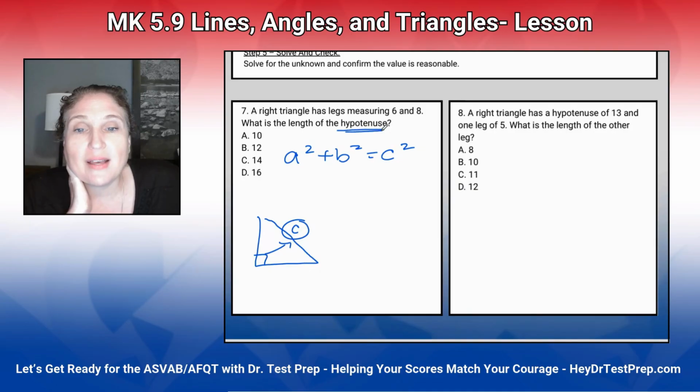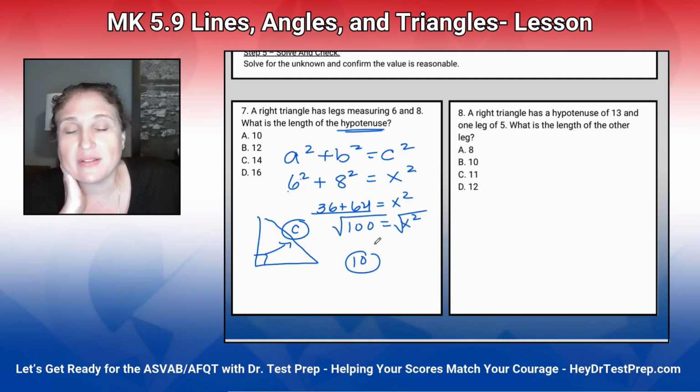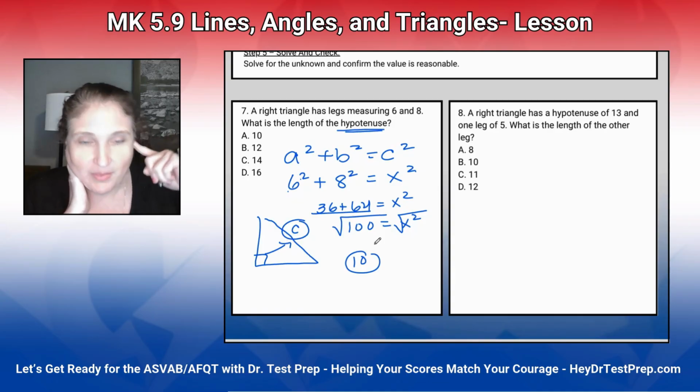So here it wants the hypotenuse. So I'm going to do 6 squared plus 8 squared equals c squared. 6 times 6 is 36 plus 64, 8 times 8. When we add these up, we get 100. And now we need to take the square root of that. So the square root of 100 is 10. So our missing side is 10.